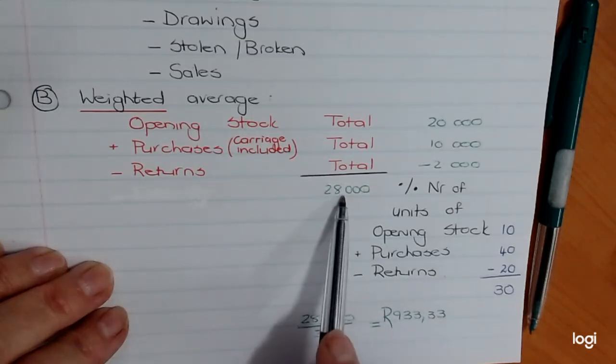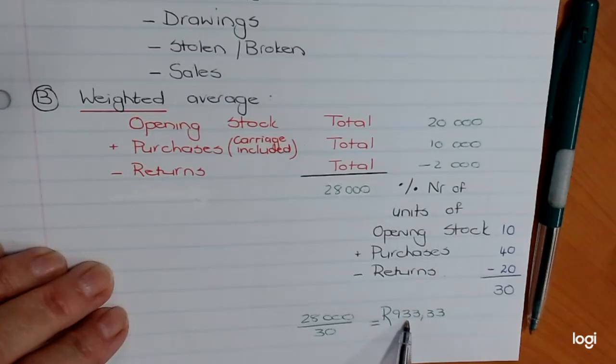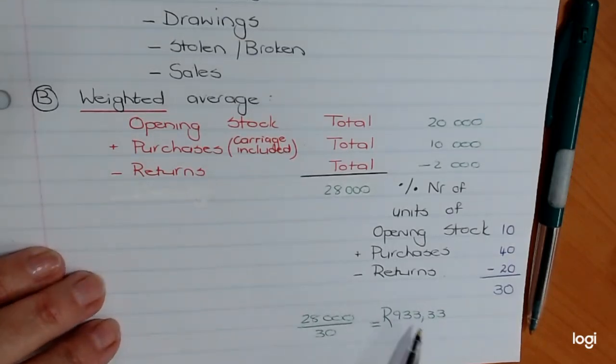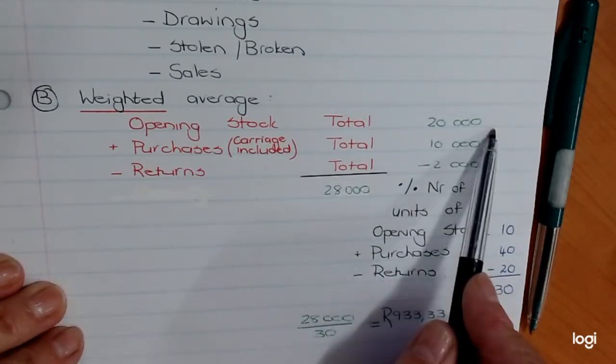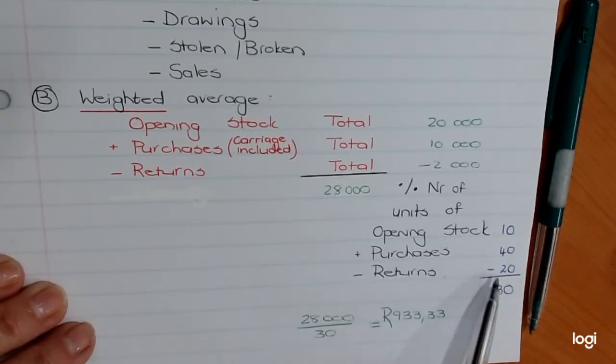So you take the total divided by the number of units, and that gives you an average of 933,33 per unit. So this is the average, weighted average price of what you have bought minus what you have returned. So concentrate on the fact that weighted average works with the total and it works with the number of units, but not the number on hand, the number of units that you've bought minus what you've returned.